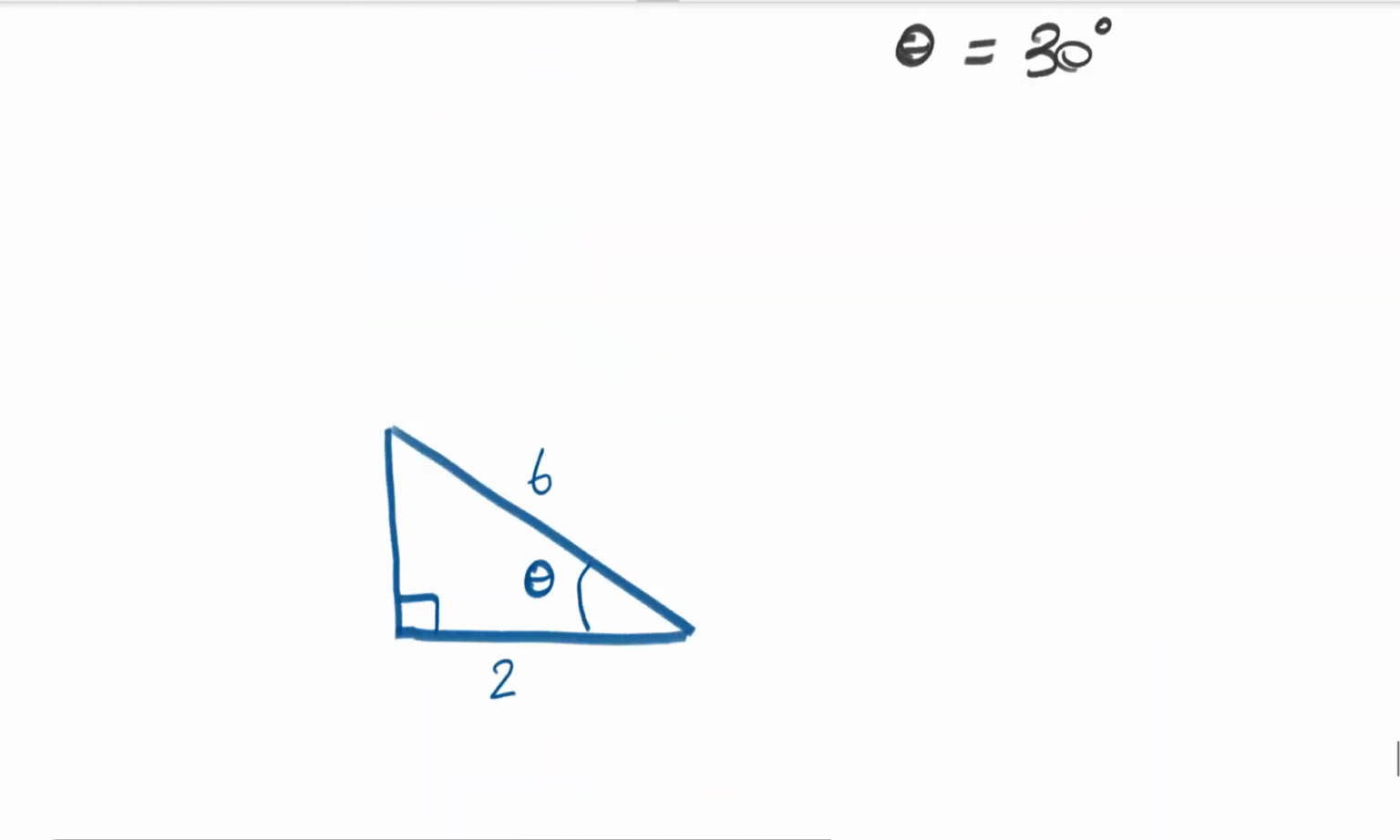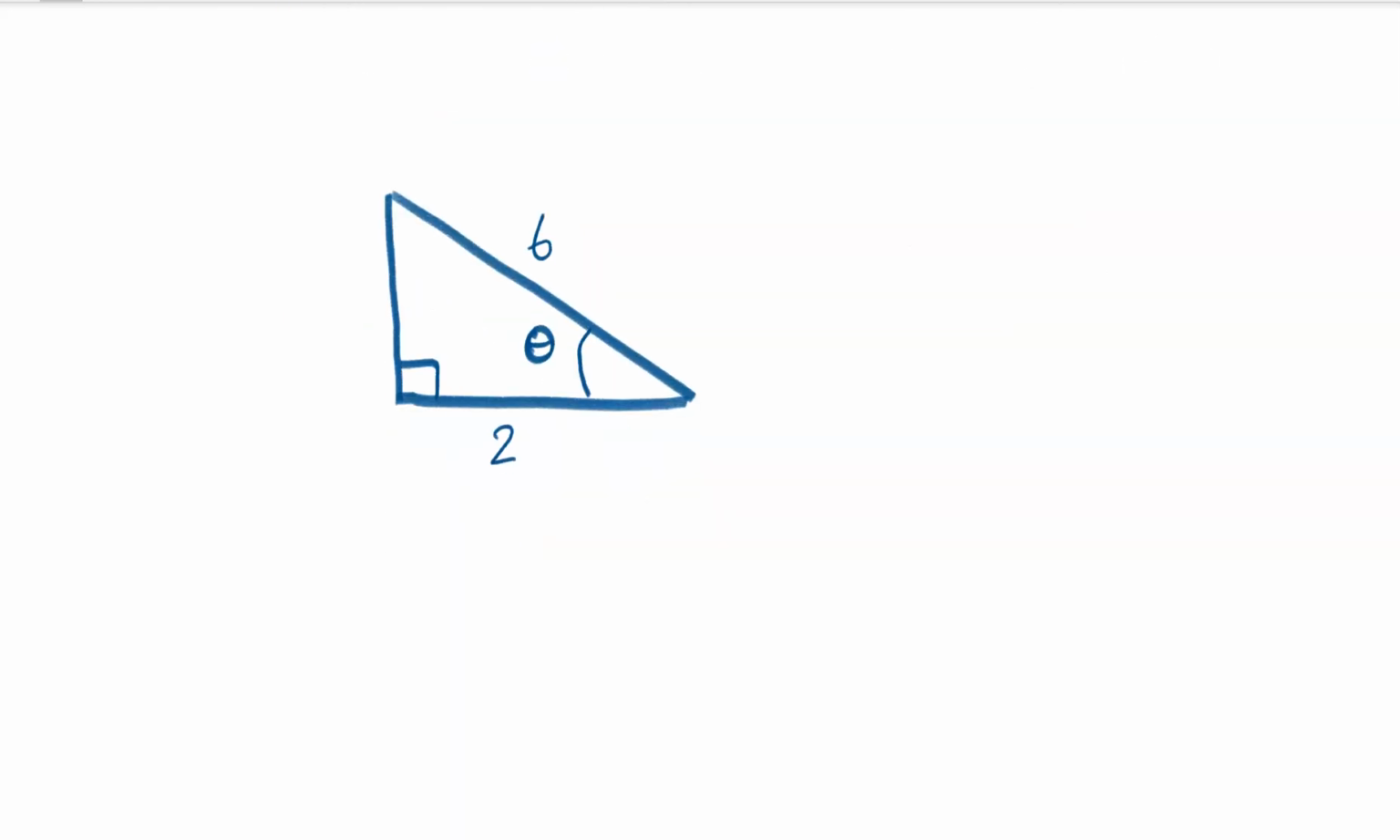Alright, let's look at another triangle down here. We've got a hypotenuse length of 6 and an adjacent length of 2. This time I'm going to use CAH. So cos of theta equals the adjacent length, which is 2, divided by the hypotenuse length, which is 6. So remember, A over H.